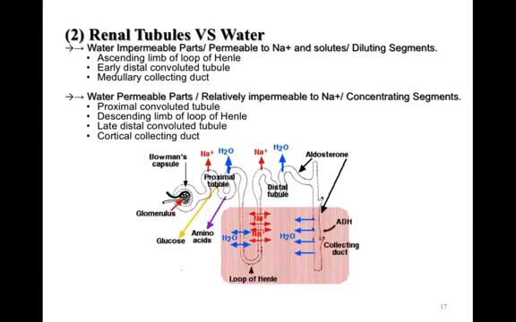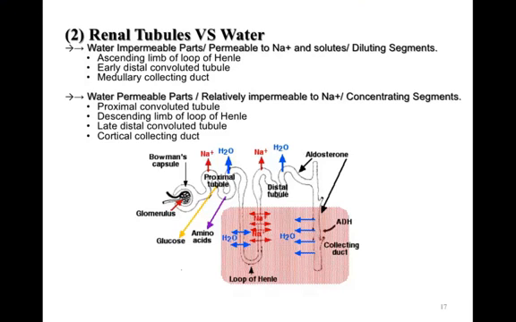Now, we're going to be talking as quickly as we can about the relationship between the renal tubules and the water. There are some parts of the renal tubule that would like to keep water inside and get rid of sodium and solutes. They're water impermeable, but permeable to sodium and solutes. So you can call them diluting segments, right? The volume of water becomes so large. These segments are the ascending limb of the loop of Henle, both thick and thin parts, the early distal convoluted tubule, and the medullary collecting duct.